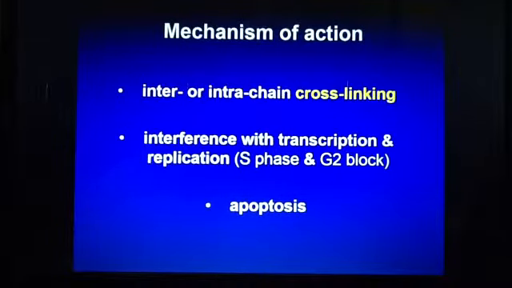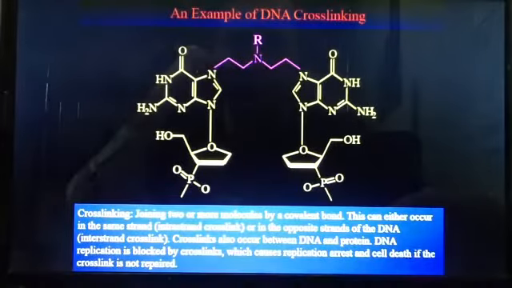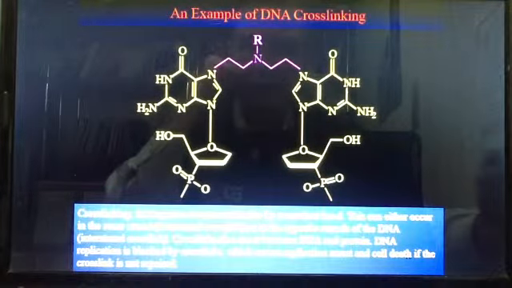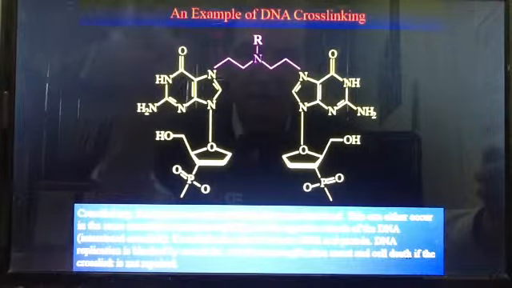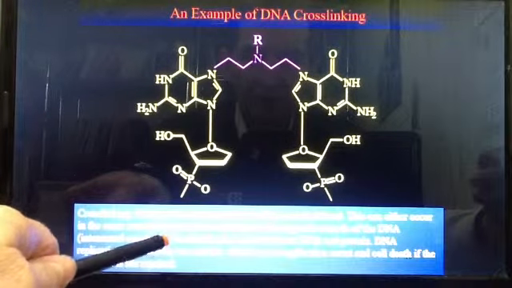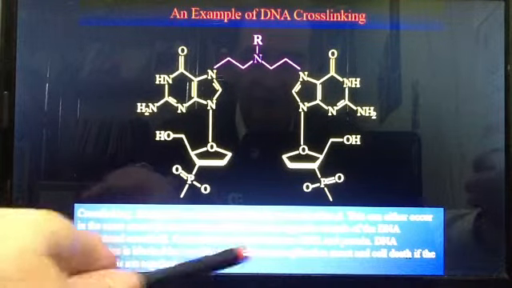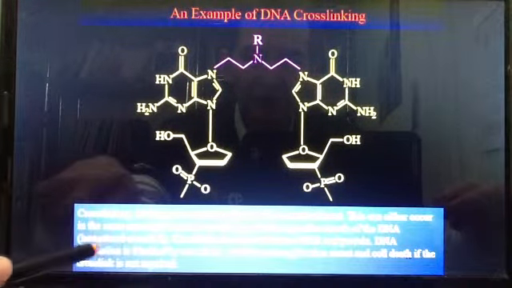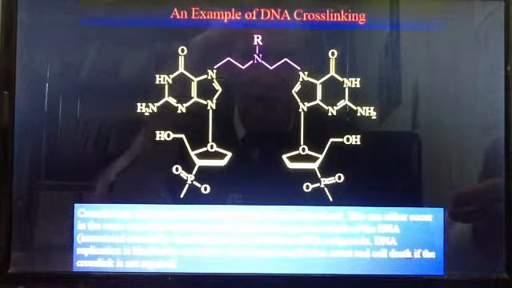So we have looked up the meaning of inter and intra-chain cross-linking, but remember the cross-linking is associated with these alkylating agents. So an example of this DNA cross-linking can be seen here, the joining of two or more molecules by a covalent bond. Okay, so what I was saying before, intrastrand is within the same strand, or in the opposite strand, two strands, it would be called interstrand. That makes sense. So inter between two and intra within the same one. And the cross-links can also occur between DNA and protein.